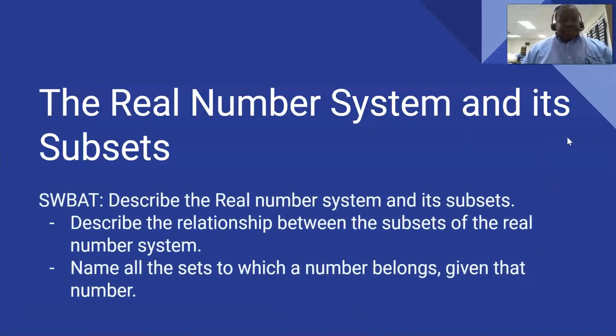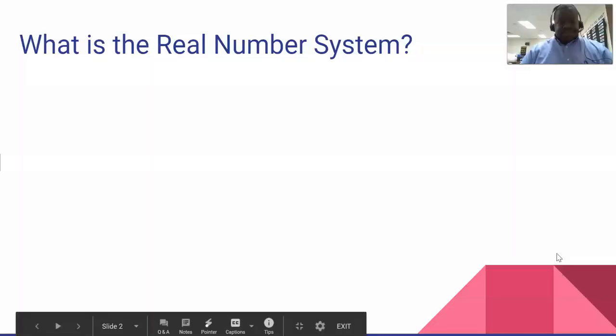Students will be able to, you notice that acronym there, SWBAT. I'll use that a lot for learning objectives just for space. So students will be able to describe the real number system and its subsets. Students will be able to describe the relationship between the subsets of the real number system. And lastly, students will be able to name all the sets to which a number belongs given that number.